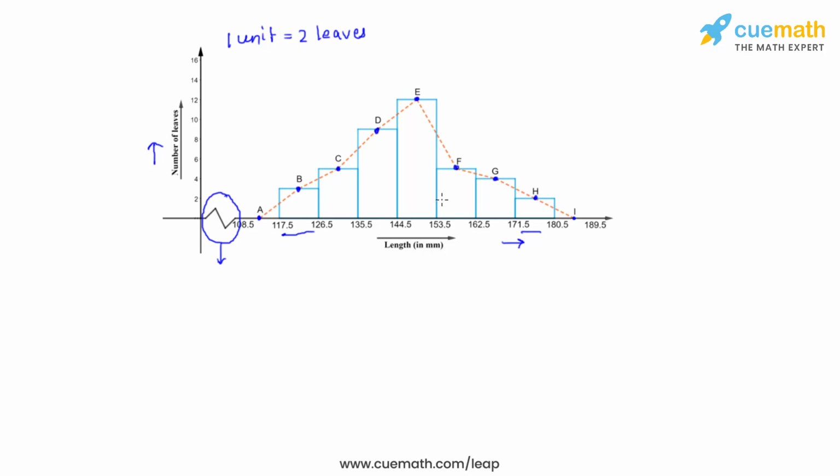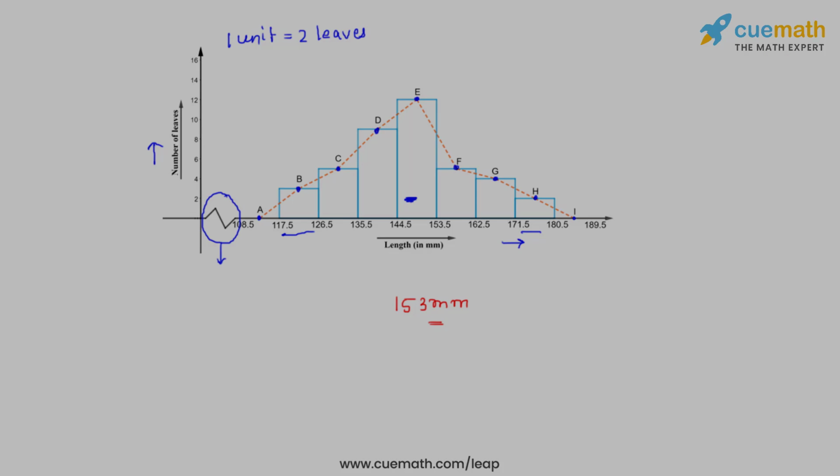Now, we can observe that the maximum number of leaves have their lengths between 144.5 to 153.5 millimeters. So we can conclude that the maximum number of leaves do not have their length as 153 millimeters, as was asked in the question, and this is how we solve this question.